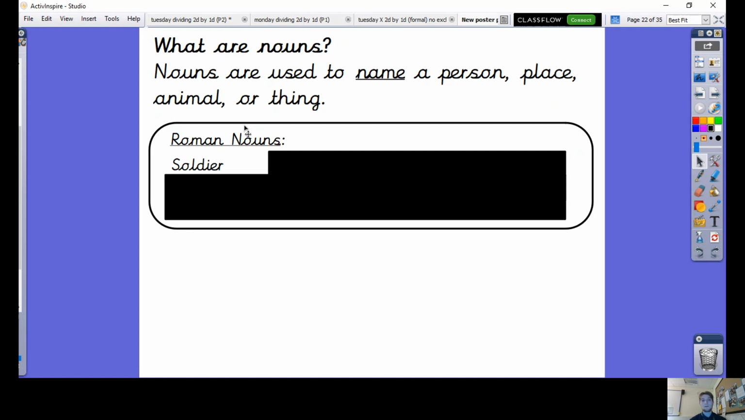I would like you to come up, also in your book first, to write Roman nouns and just underline it, so we know we're going to create a nice word bank. Once you've done that, I would like you to come up with some Roman nouns, some nouns relating to the Roman topic we're doing. Now, I've just put one here, soldier, because I know Roman soldiers were a big thing back in the Roman times. Okay, so soldier. Can you think of some more Roman nouns? Pause the video and do that now.